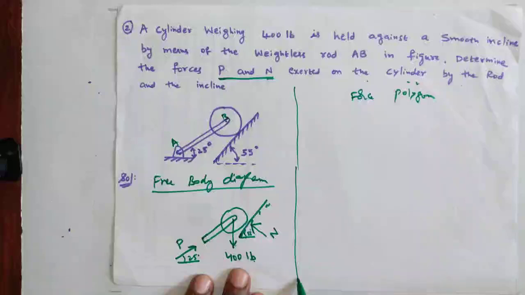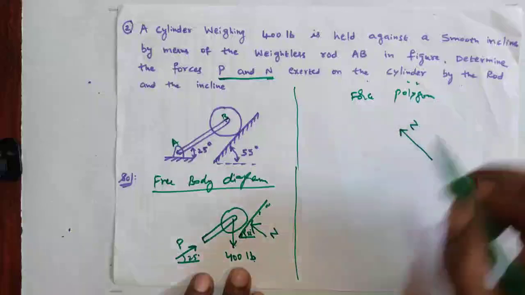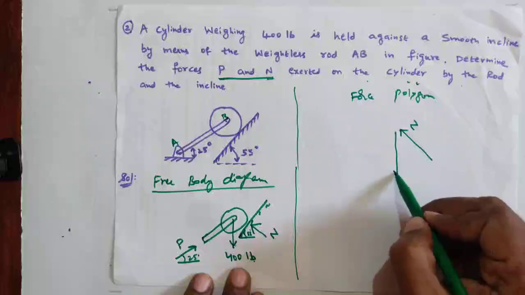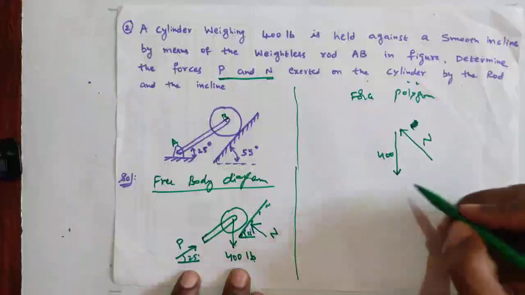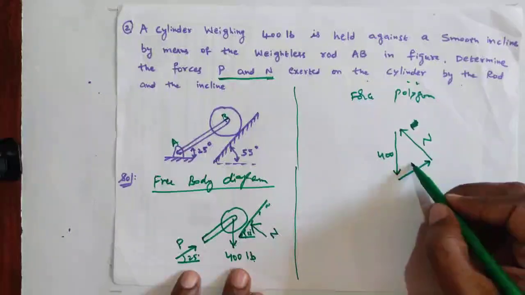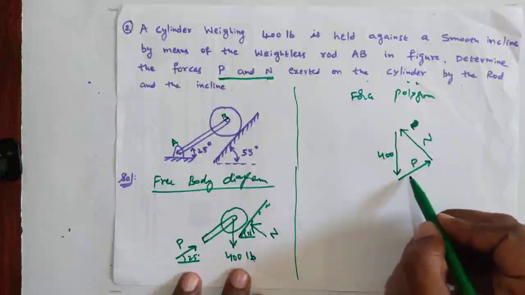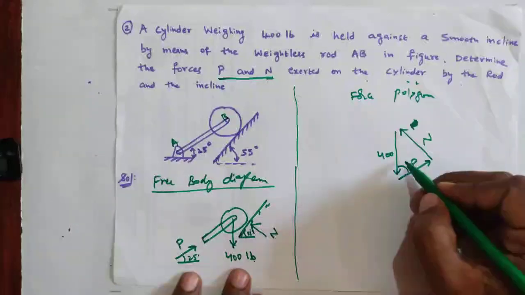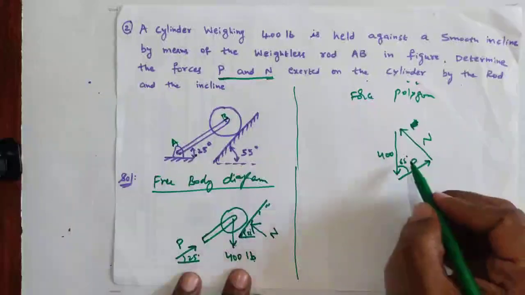If we try to make a force polygon, first this N force is there, I am drawing this N force in the same direction, and the 400 pounds load is there. That 400 pounds I am drawing here, 400. This is N, and one more force, compressive force P. That force I am drawing here, P. And now we need to know the angles. Here already 25 is there. This angle is 25, they have given, and another angle will be 90 minus 25, that is 65 degrees.